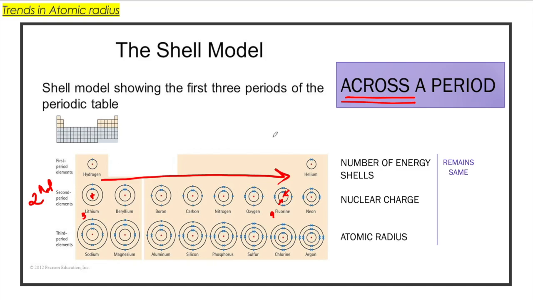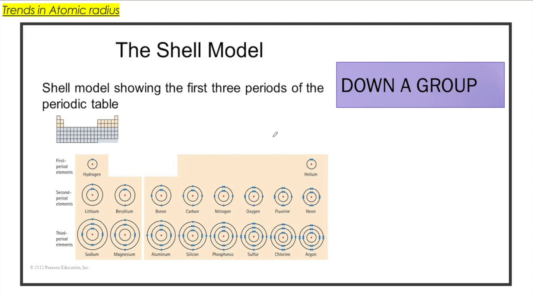So the factors here are the number of energy shells and the nuclear charge. In this, across a period, we see that the number of shells remains the same, but there is an increase in nuclear charge, which decreases the size of the atom as we go from left to right in a periodic table.